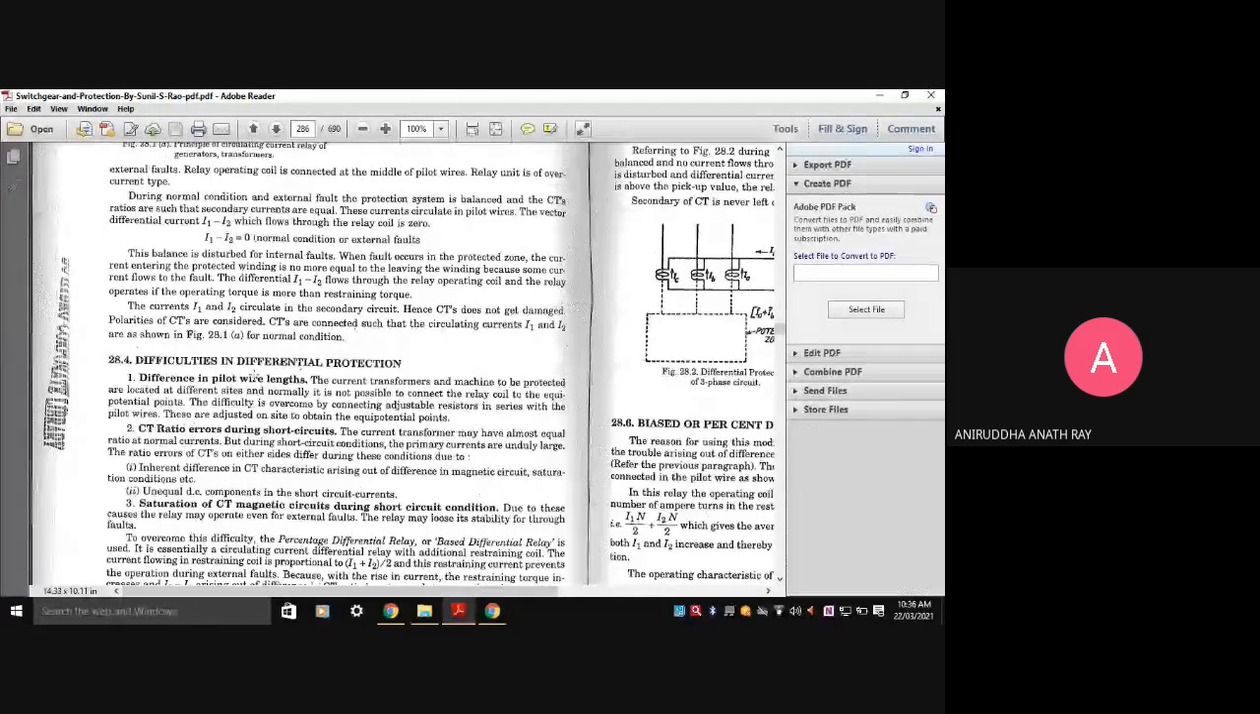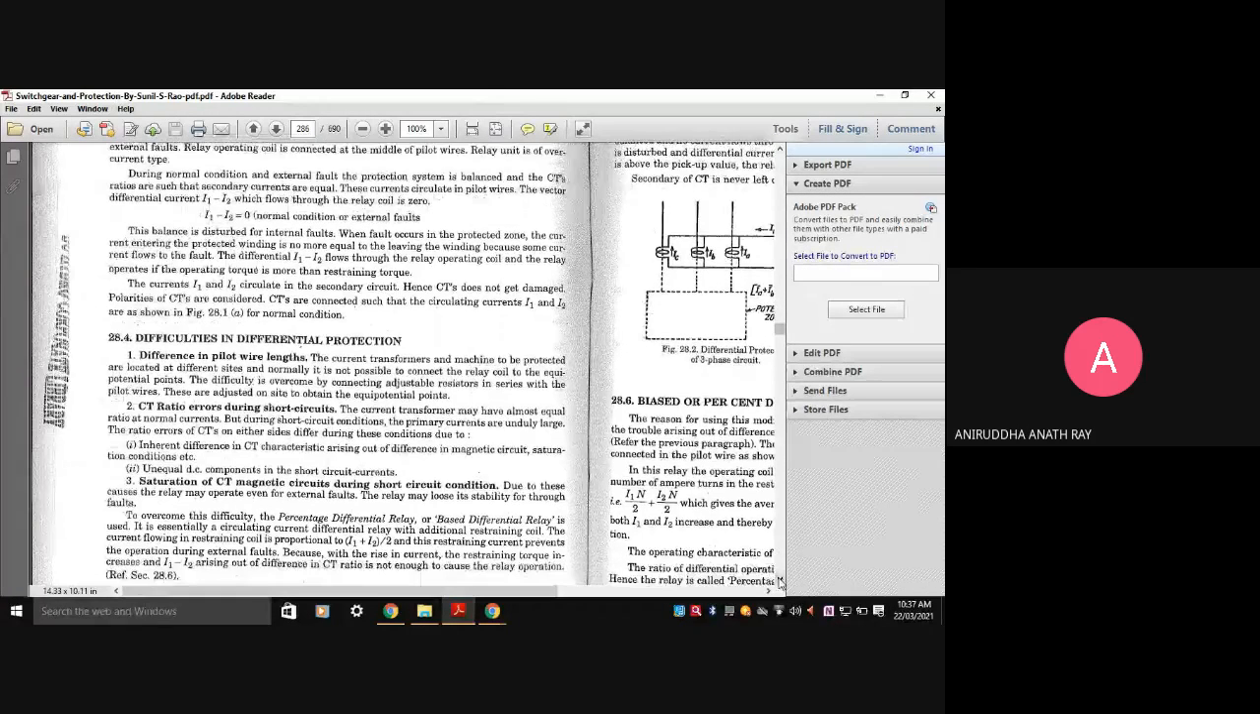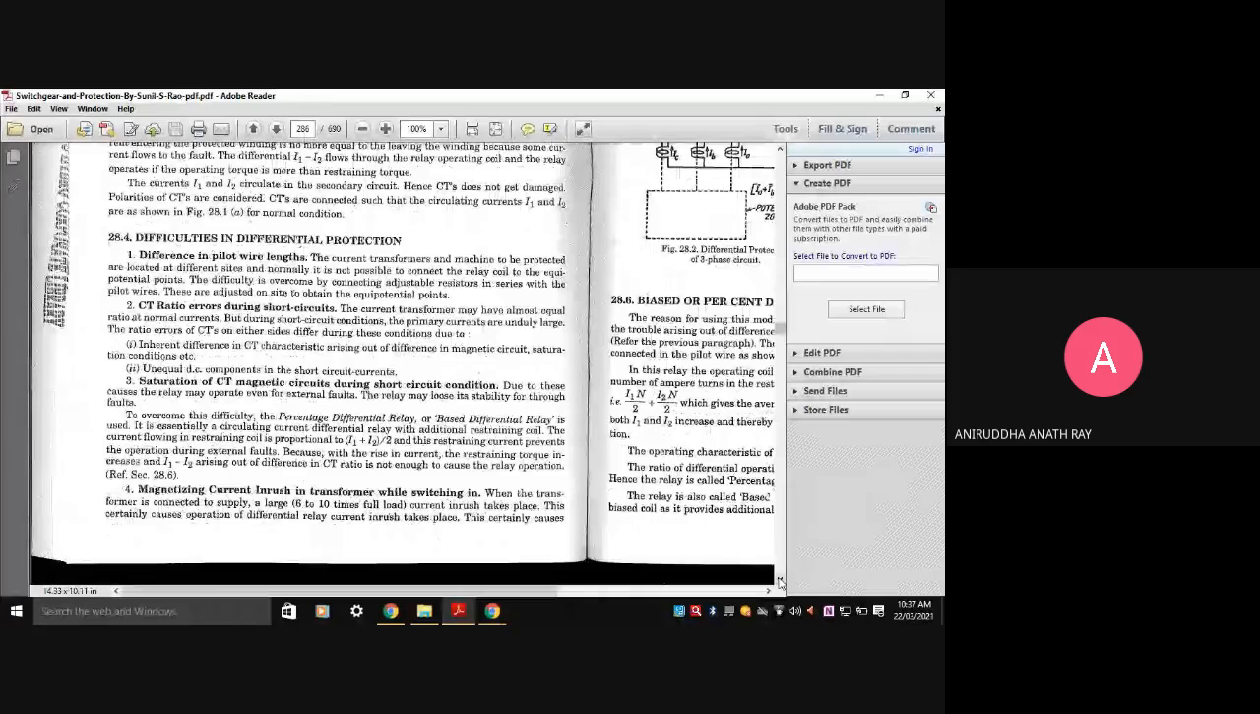Basically, the current transformers may have almost equal ratio at normal currents, but during the short circuit condition, the primary currents are unduly large. The ratio errors of the CTs on either side differ during these conditions due to inherent difference in CT characteristics arising out of difference in the magnetic circuit. There can also be unequal DC components in short circuit currents. And third one is saturation of the CT magnetic circuit during short circuit condition.